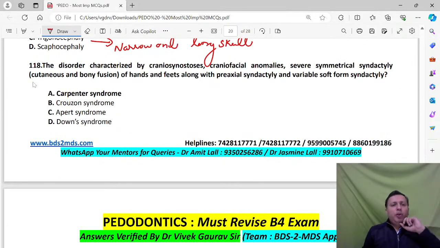Now see, for question number 118, I will not be discussing right now because there is still a little bit of confusion. In most of the MCQ books I have gone through, the answer is written only as Carpenter syndrome. But according to me, given the condition they have described, it should be Apert syndrome. So I'll first clarify this question and report in the group. I will not be discussing this question because it's still a controversial thing. For question number 118, I'll confirm with you first, and only then discuss it with you. Okay, that is 118.